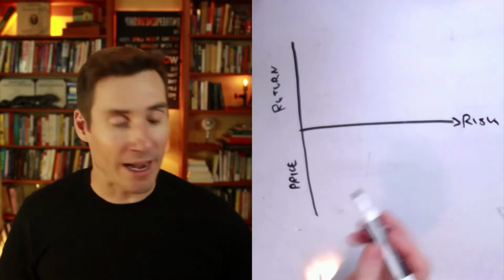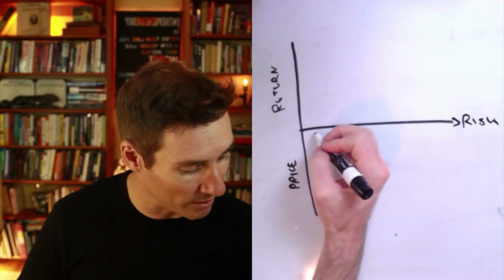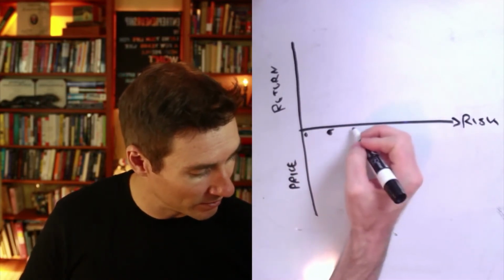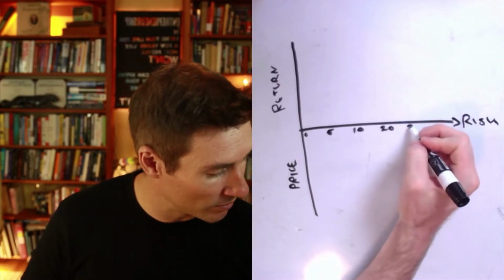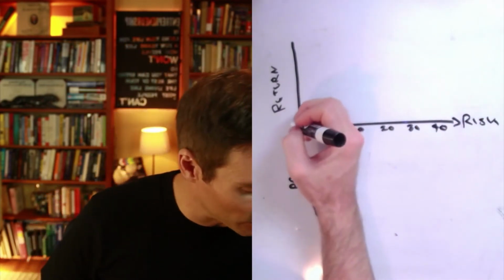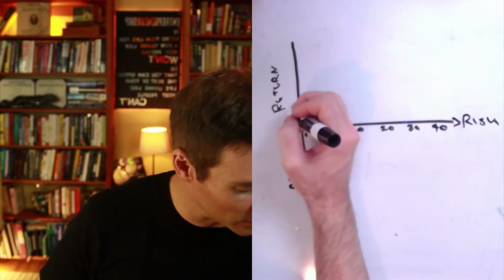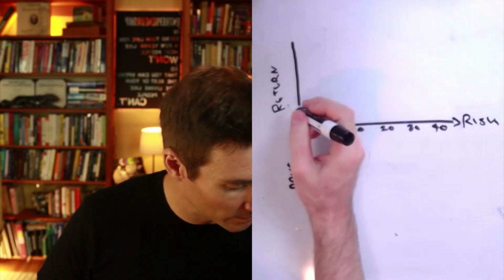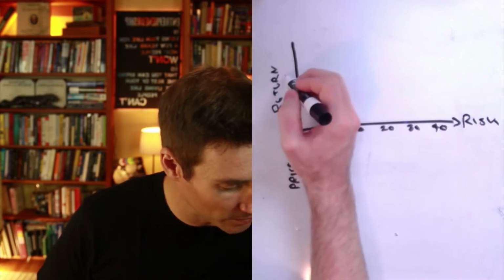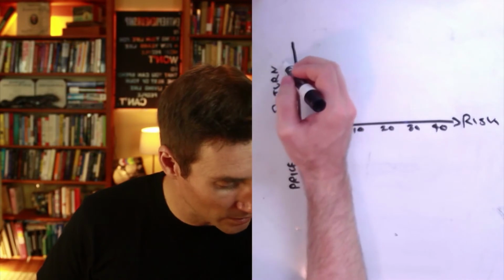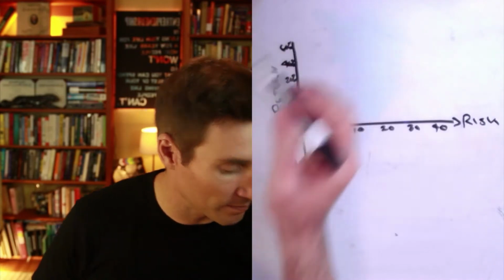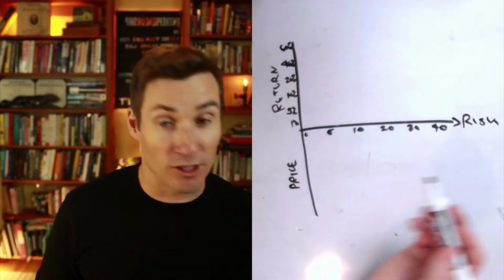As our risk increases, and we can just give it some arbitrary numbers, we'll say right here our risk is absolutely 0, and then 5, 10, 20, 30, 40. It doesn't matter, it's just an arbitrary scale. And then the return that we're going to get for incurring these levels of risk are 1%, 5%, 10%, 20%, 40, and let's say 60%.